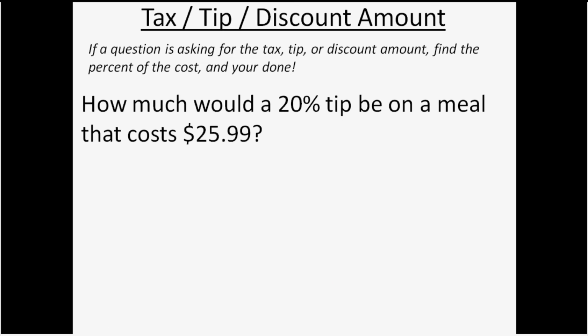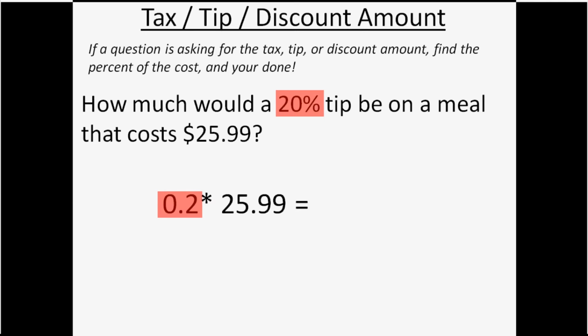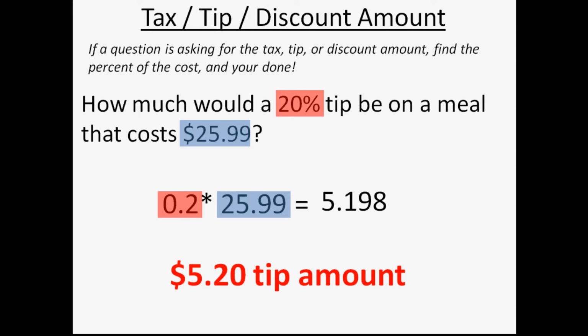How much would a 20% tip be on a meal that costs $25.99? You're going to multiply 0.2 times $25.99, the 0.2 being the 20%, and then the price. So when you work that out, you get 5.198. And you're going to round that. That's going to round to $5.20. So you'd be paying $5.20 extra. You'd leave that for your waiter or waitress.